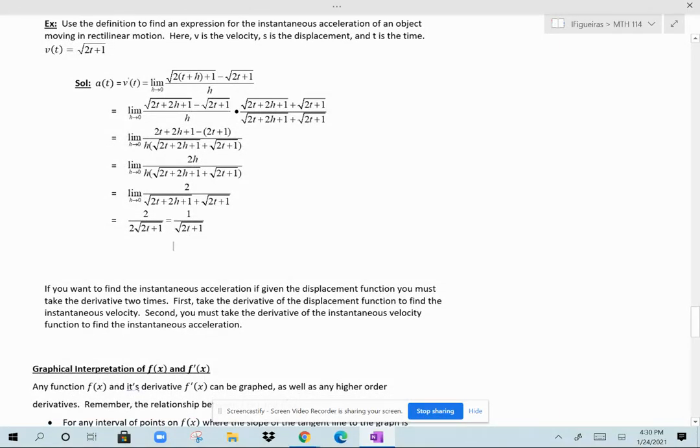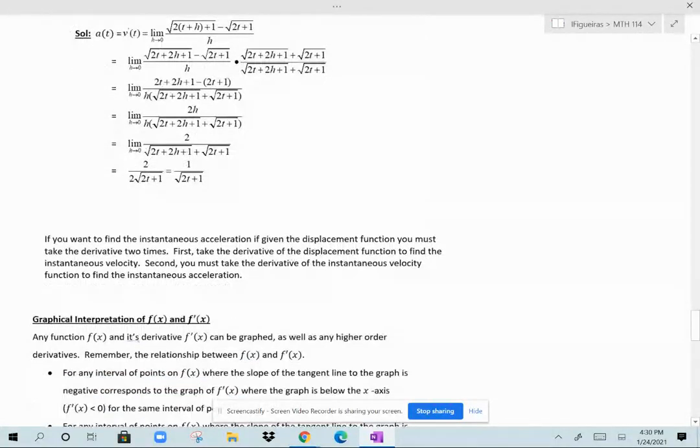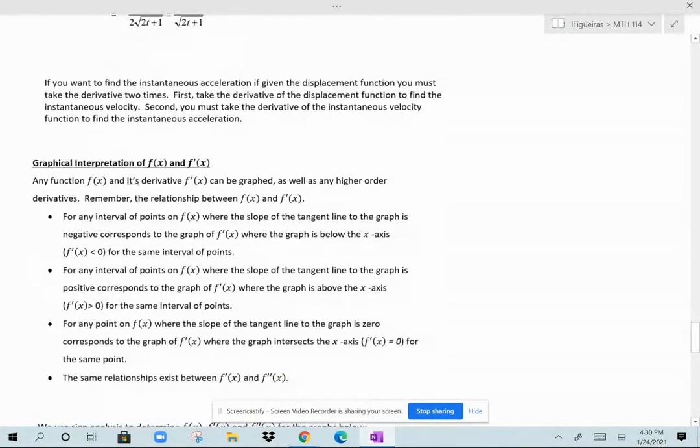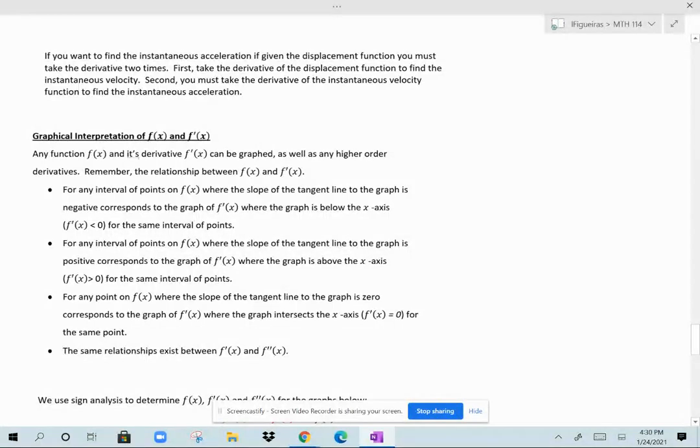So if given the displacement and asked to find acceleration, you must take the derivative 2 times. So the first derivative would be velocity. The second derivative would give you acceleration. So you have to pay attention to what's being asked so that you know how many times you need to take the derivative. Okay, graphical interpretation of f of x and f prime.